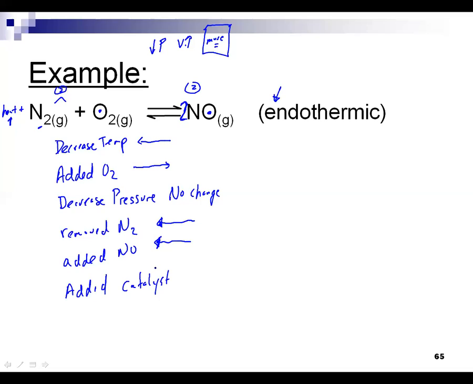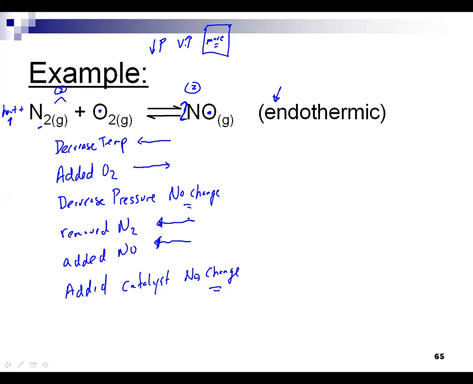And lastly, here we're adding a catalyst. Remember, a catalyst will just speed up the reaction. It'll get you there quicker. But overall, in terms of equilibrium and shifting in equilibrium, it also will cause a no change situation.